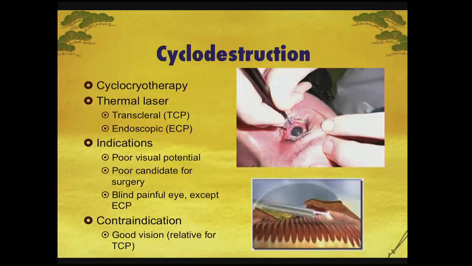Cyclodestruction can be done with a cyclocryo, or it can be done with a laser. Classically, the transscleral approach was reserved for eyes with poor visual potential or even blind eyes that were painful from high pressure, or a patient who couldn't go to the OR for surgery. The newer type, where it's done through an endoscopic probe, is done on patients with actually very good vision. It's done in conjunction with cataract surgery. So any level of vision is fine.